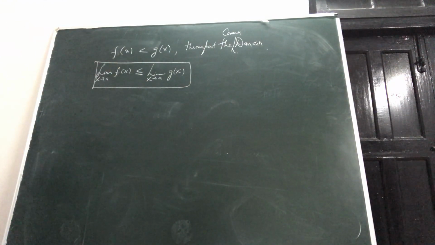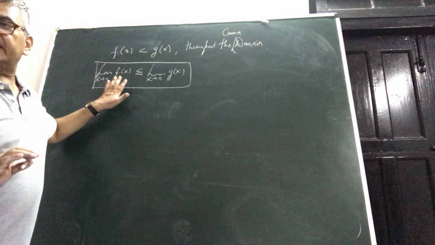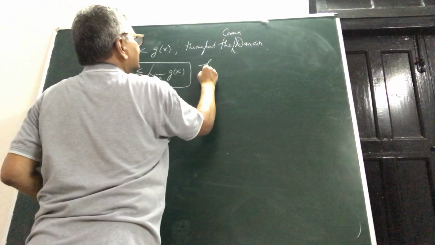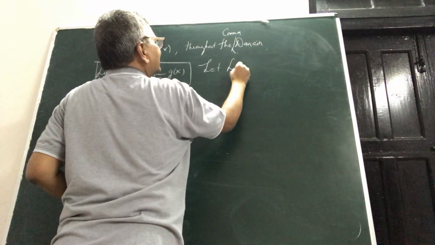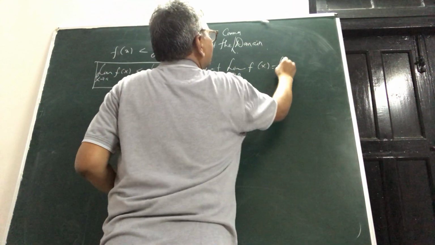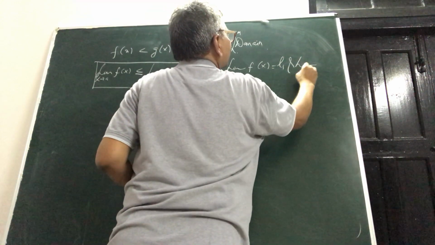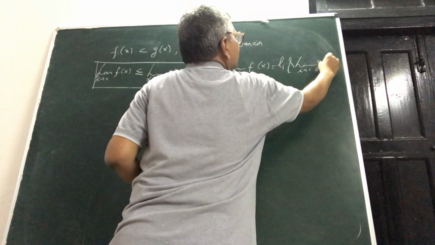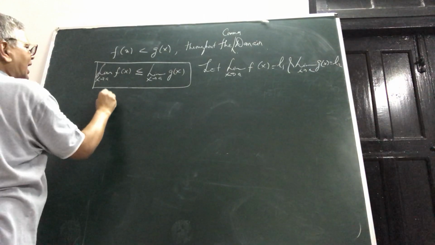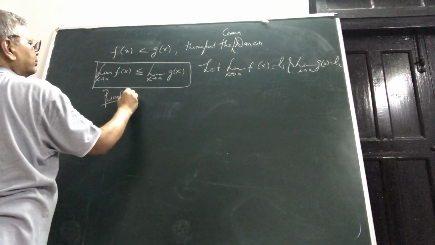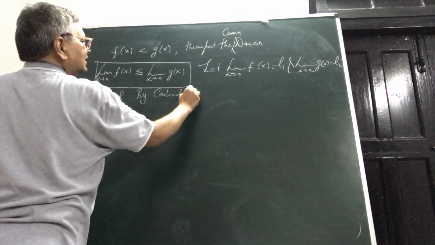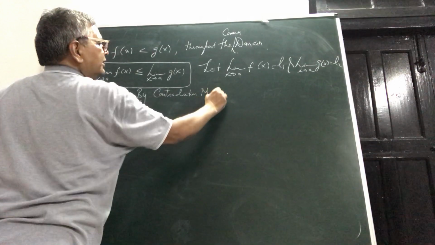Very simple. And here what you have to assume is that both these individual limits of f(x) and g(x) do exist. So let the limit as x tends to a of f(x) be L1 and the limit as x tends to a of g(x) be equal to L2. I will show you how. And the proof is to be given by the contradiction method. Proof by contradiction method.